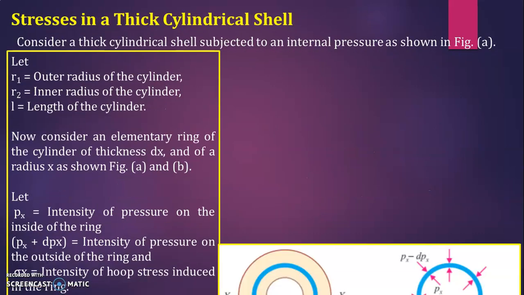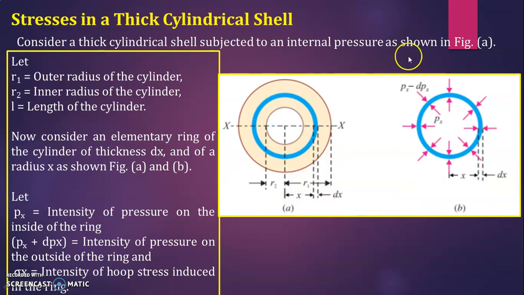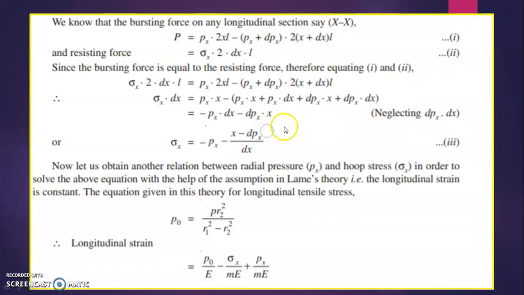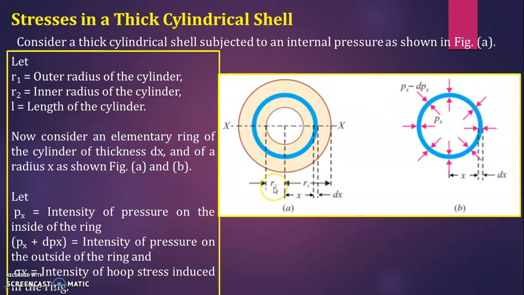Now let us consider a thick cylindrical shell subjected to an internal pressure, as shown in the figure. Let us consider a hollow cylinder. This is one cylinder here, and this is the other cylinder. The inner radius is from here to here, that is R2, and the outer radius is from here to here, that is R1. Outer radius is R1 and inner radius is R2.